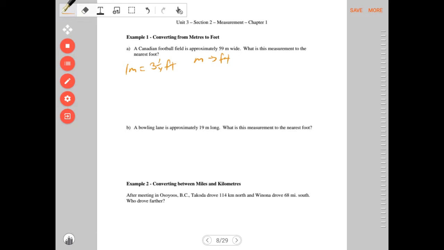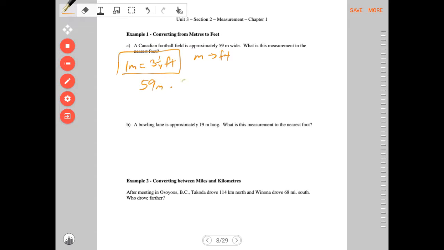Fair enough. So if I have a 59 meter football field times, now this is the conversion factor. If I want feet, that means feet has to be on the top of the fraction. So 3.25 feet divided by 1 meter. Look what happens. The meters cancel. So 59 times 3.25 equals 191.75 feet. It says to the nearest foot, so that's 192 feet. Ta-da!